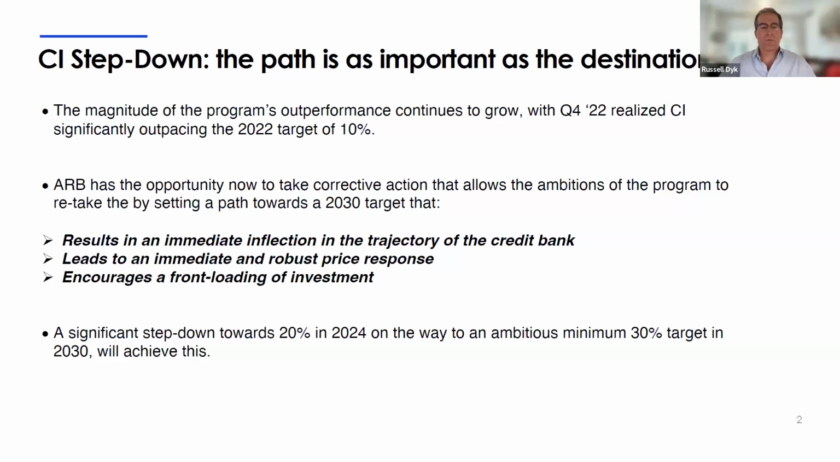So just again, we're encouraging CARB to take a significant step down towards 20% in 2024 on the way to an ambitious minimum 30% carbon intensity reduction target in 2030. So let me show you what that looks like.